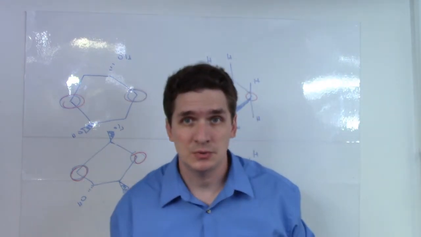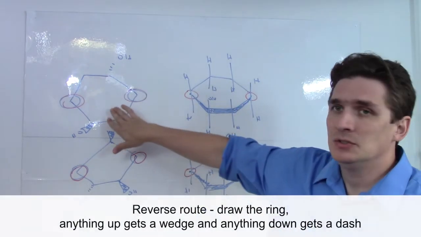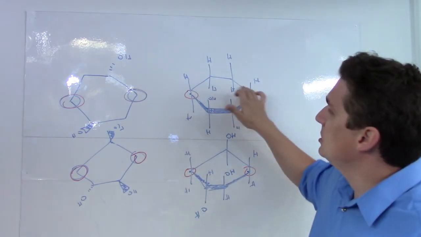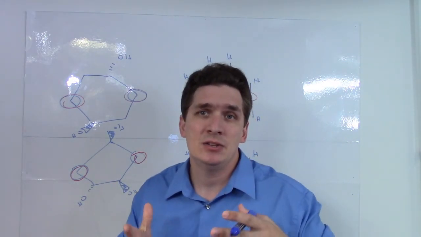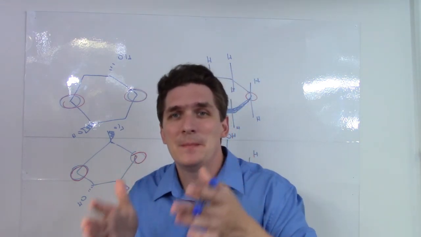Now, to go the reverse route, it's actually pretty straightforward. Figure out how many carbons are in your ring, draw your ring. Anything that's above is going to get a wedge, anything that's below is going to get a dash, and this is how you draw a Haworth projection from a 2D drawing and how you go backwards from a Haworth projection back to your 2D drawing.